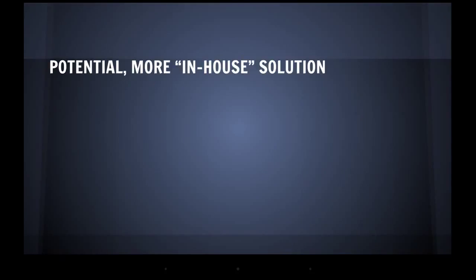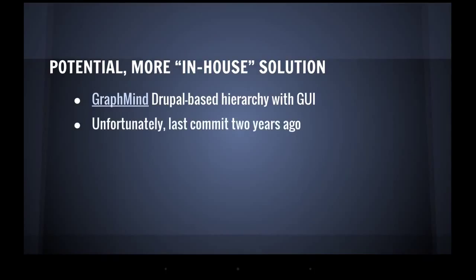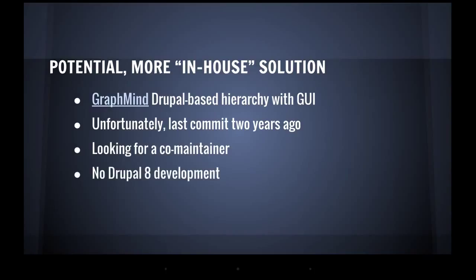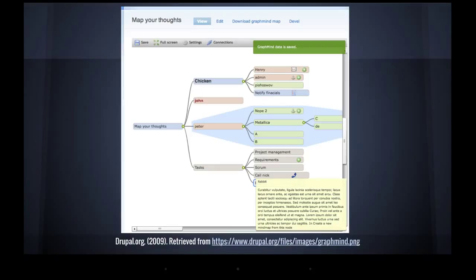Now, what if we had more of an in-house solution using Drupal? Graphline is or was a Drupal-based hierarchy with GUI. Unfortunately, the last commit was 2 years ago. And they're looking for a co-maintainer, and there's no Drupal 8 development. So this is the closest I can find to something like the mind map we just saw. And as you can see, there it is, from 2009. And here's an example.